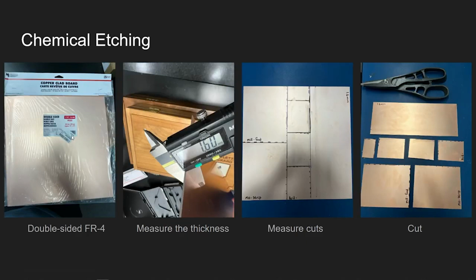Double-sided FR4 has been purchased, and the thickness is measured. This is very important since the nominal 1.6 mm is not always accurate due to manufacturing tolerances, but in this case it was accurate. The pieces for various experiments were measured and cut with large metal shears.